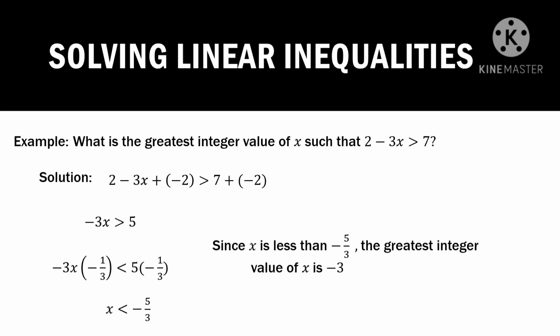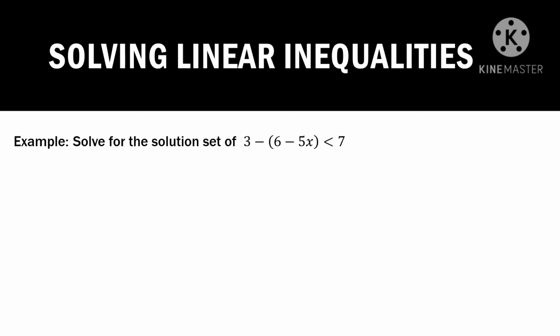Since x is less than negative 5/3, the greatest integer value of x is negative 3. Kasi kung makikita mo yon, negative 5/3, mag-i-start siya sa negative 1 and 2/3. Ang sunod doon na integer ay negative 3, kasi pababa yun. So lalabas si negative 3 yung pinaka-greatest integer. The rest are small integers na yon. Maliliit na yung value. So yung negative 3 lang ang siyang pinakamalaki ang value.